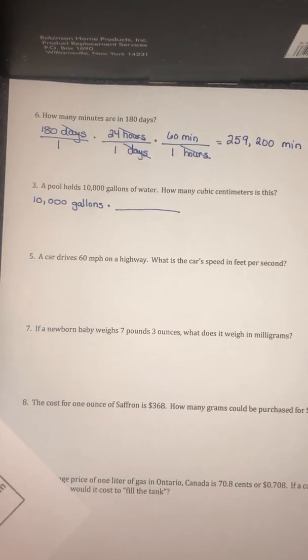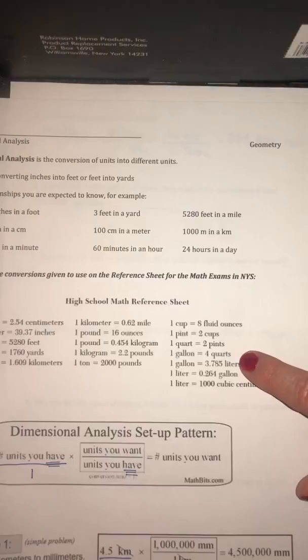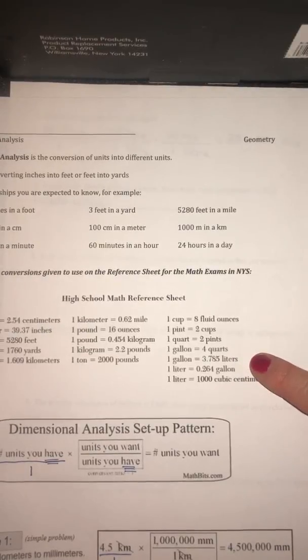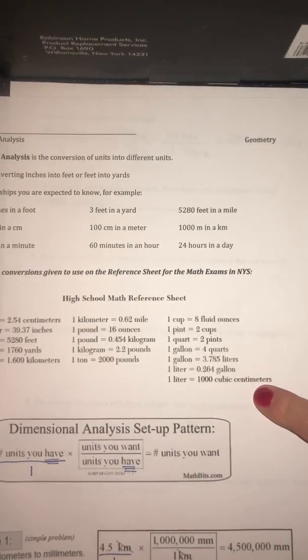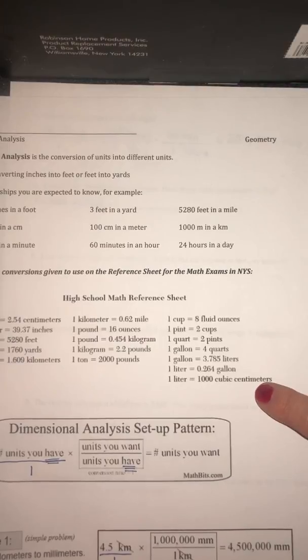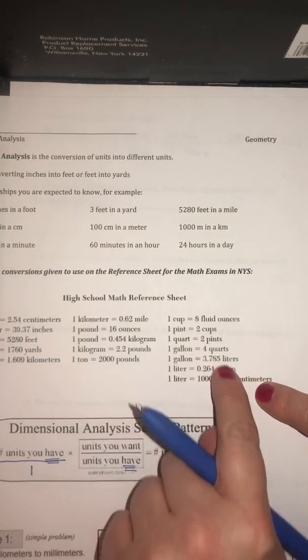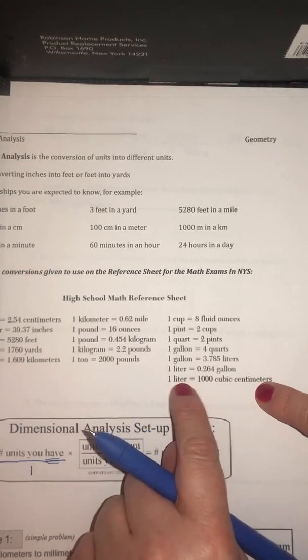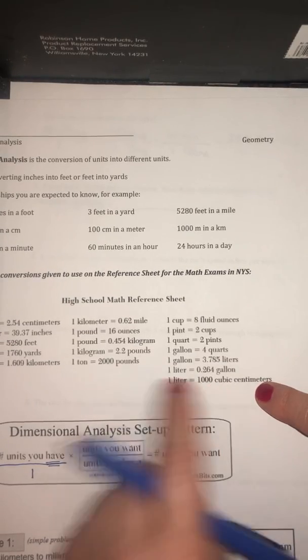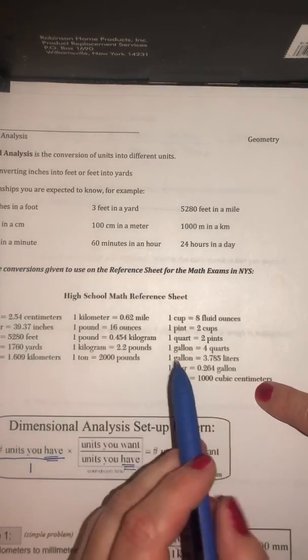So let's see what we've got. And again, it may not be a direct conversion. So let's look at what we've got here. We've got gallons and quarts, gallons and liters, and then we've got liters and cubic centimeters. Now, ultimately, I'm trying to get to cubic centimeters. So I'm first going to have to convert from gallons into liters so that I can then convert from liters into cubic centimeters.